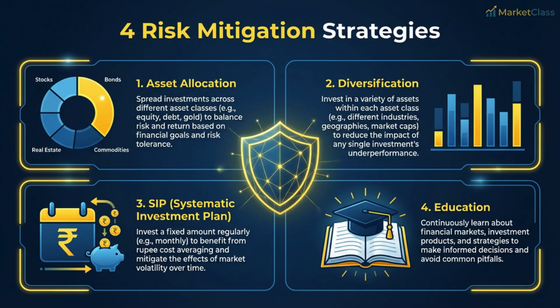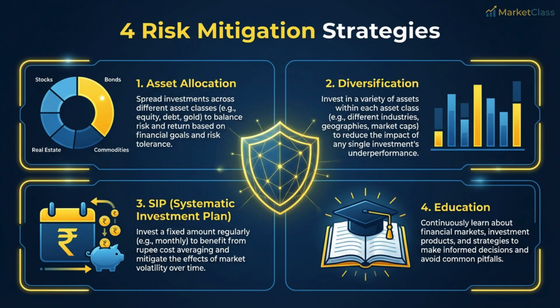How do you manage or mitigate risk? 4 powerful strategies. First, asset allocation. Don't put all your money in one asset class. Spread it across equity, debt, and gold based on your risk tolerance. Second, diversification within asset classes. If you're investing in stocks, don't put everything in one company or one sector. Use mutual funds or buy multiple stocks.